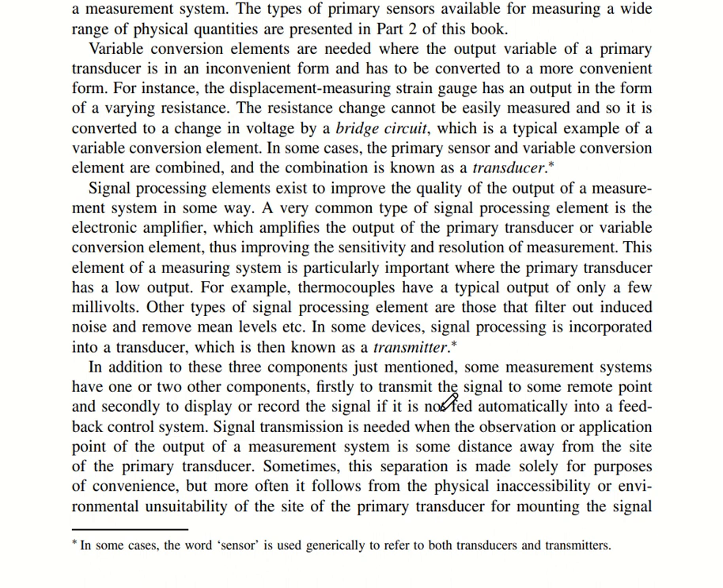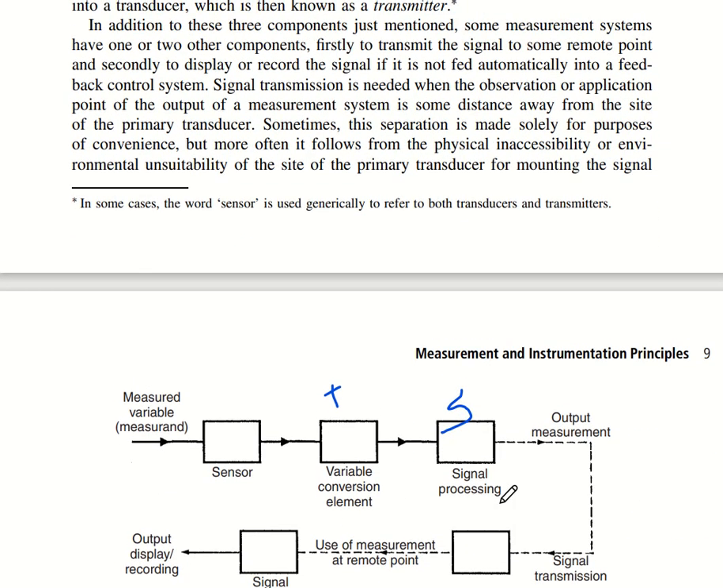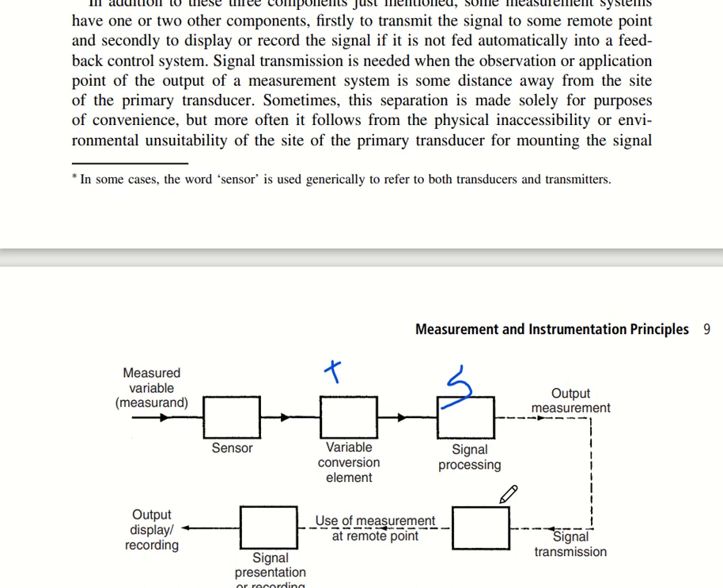In some devices, signal processing is incorporated into the transducer, which is then known as a transmitter. When signal processing is also incorporated in the transducer, we call it a transmitter because it also transmits the signal. Except for these three, some measurement systems have one or two other components. Firstly, to transmit the signal to some remote point, and secondly, to display or record the signal if it is not fed automatically into a feedback control system.